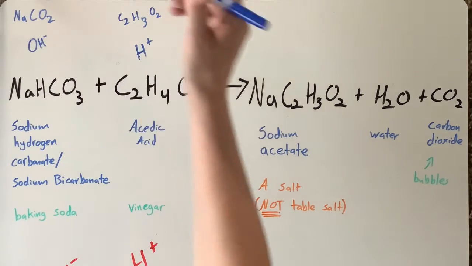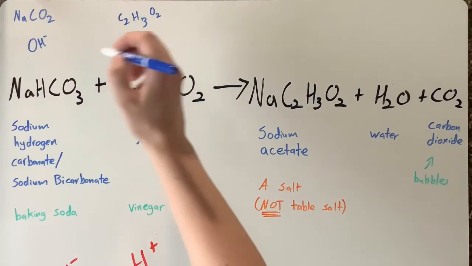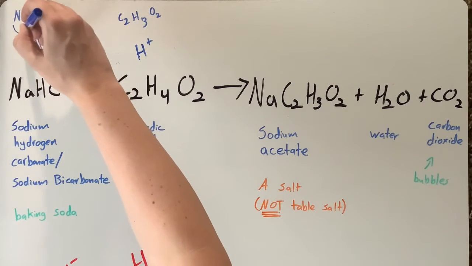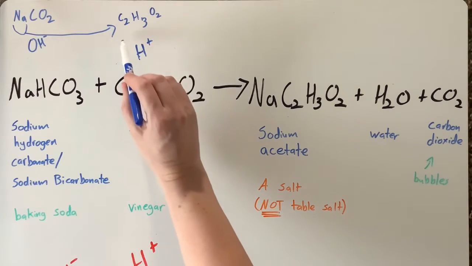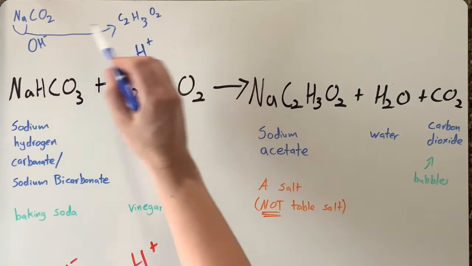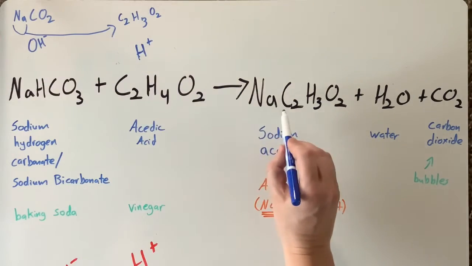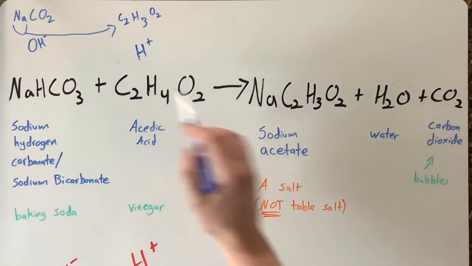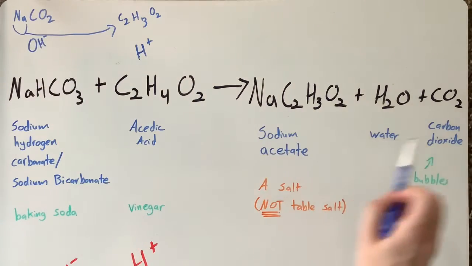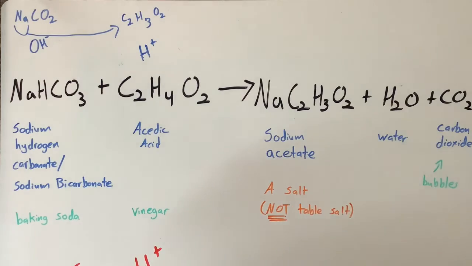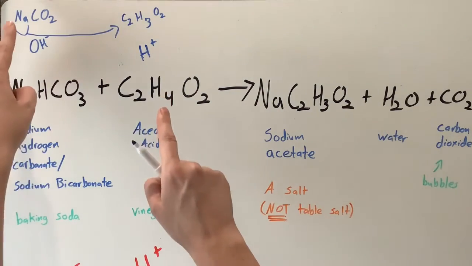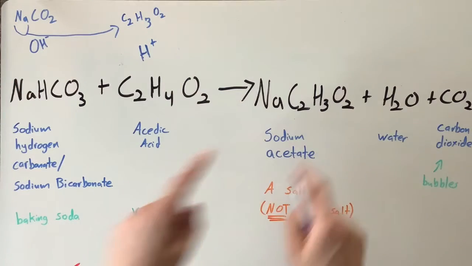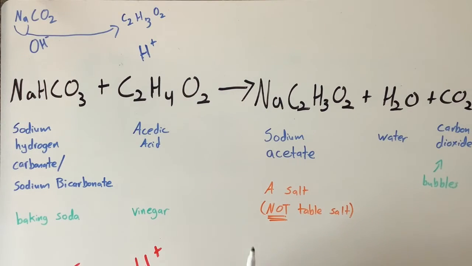What we're going to do is break this apart. Na is going to combine with this, C2H3O2, so we'll have NaC2H3O2, and then we'll have some carbon dioxide left over. So something from each of these turned into our water, and then something else from each of these turned into our sodium acetate, which is also a salt.